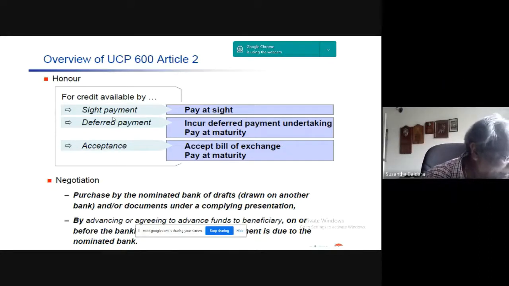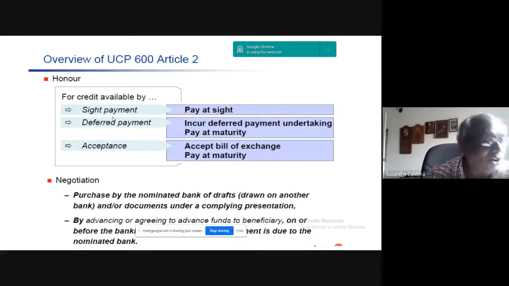Honor means, I'm reading from Article 2 definitions. Honor means A, to pay at sight if the credit is available by sight payment. B, to incur a deferred payment undertaking and pay at maturity if the credit is available by deferred payment. C, to accept a bill of exchange or a draft drawn by the beneficiary and pay at maturity if the credit is available by acceptance.